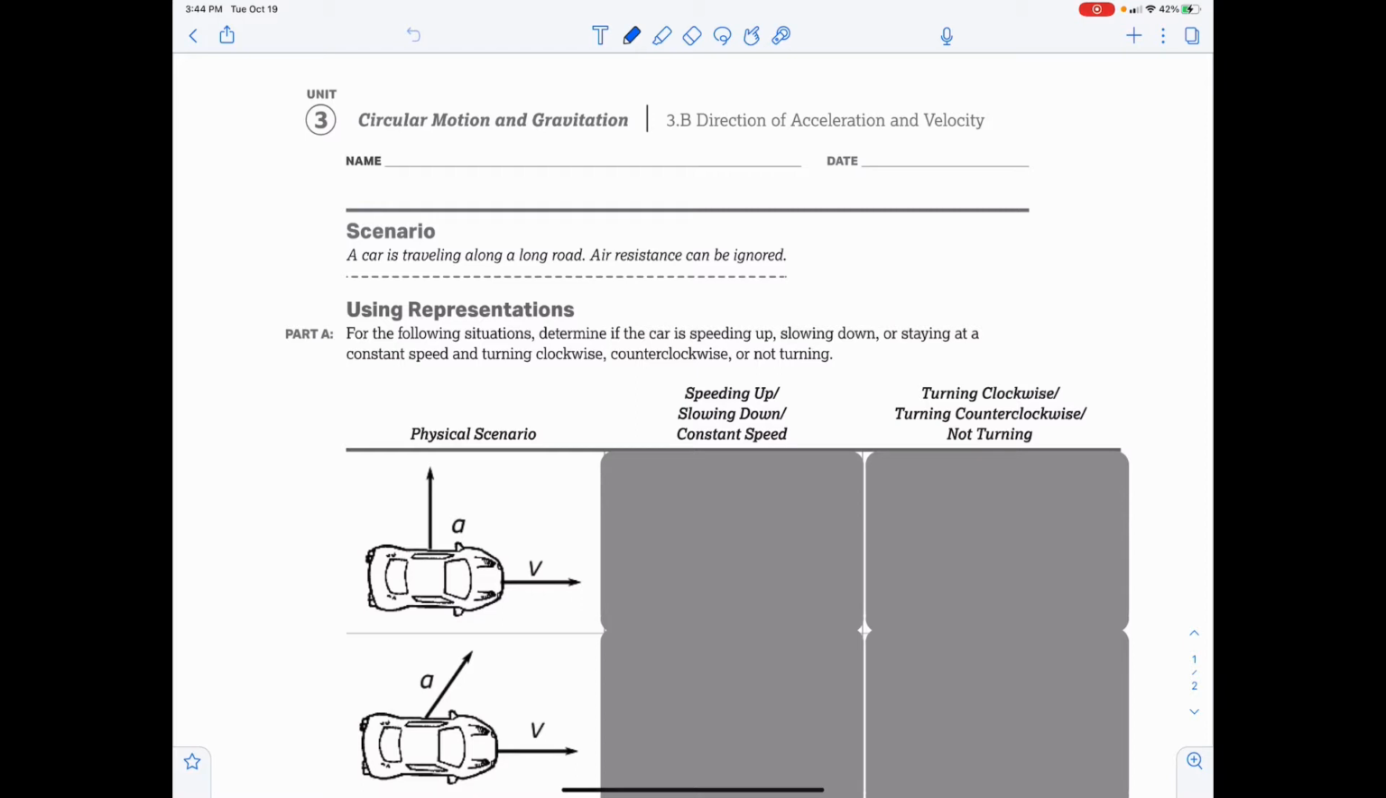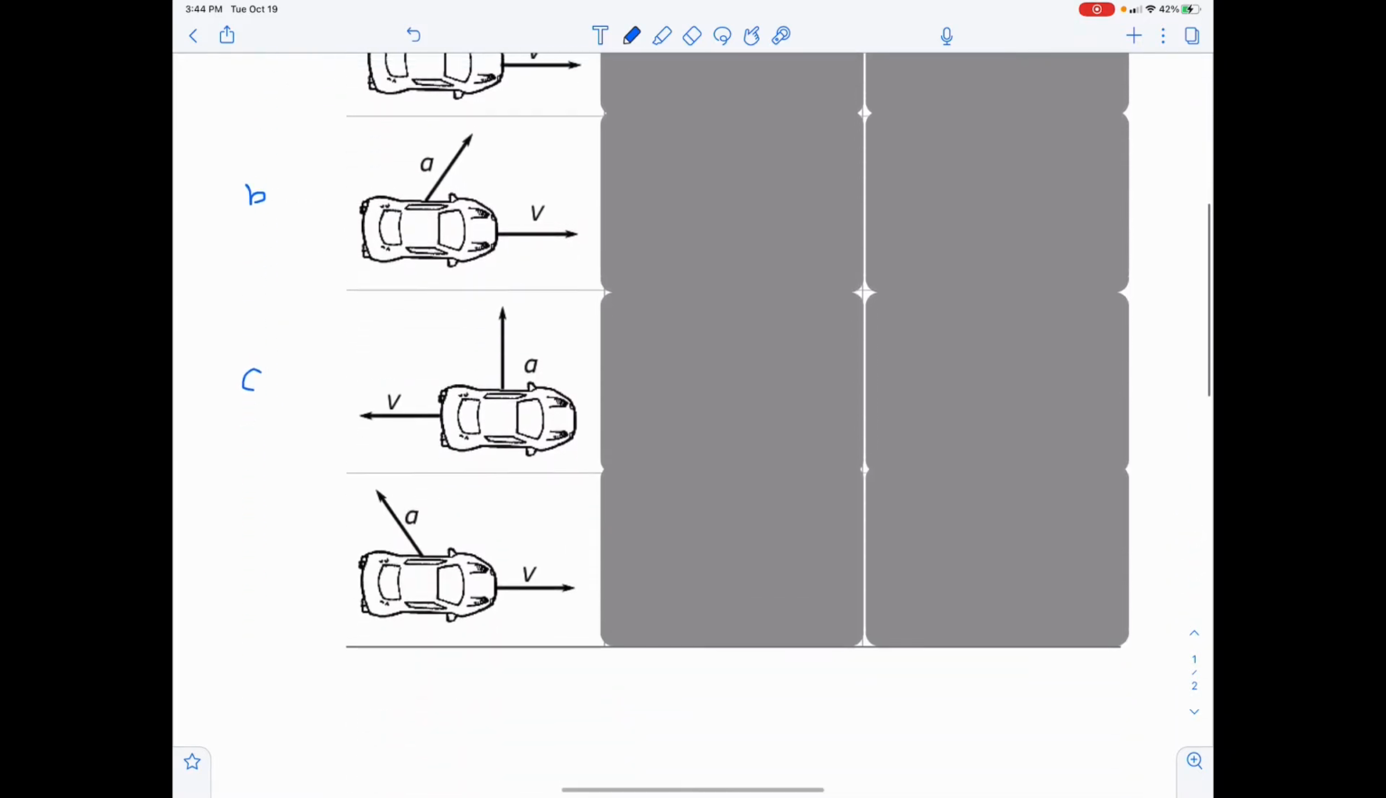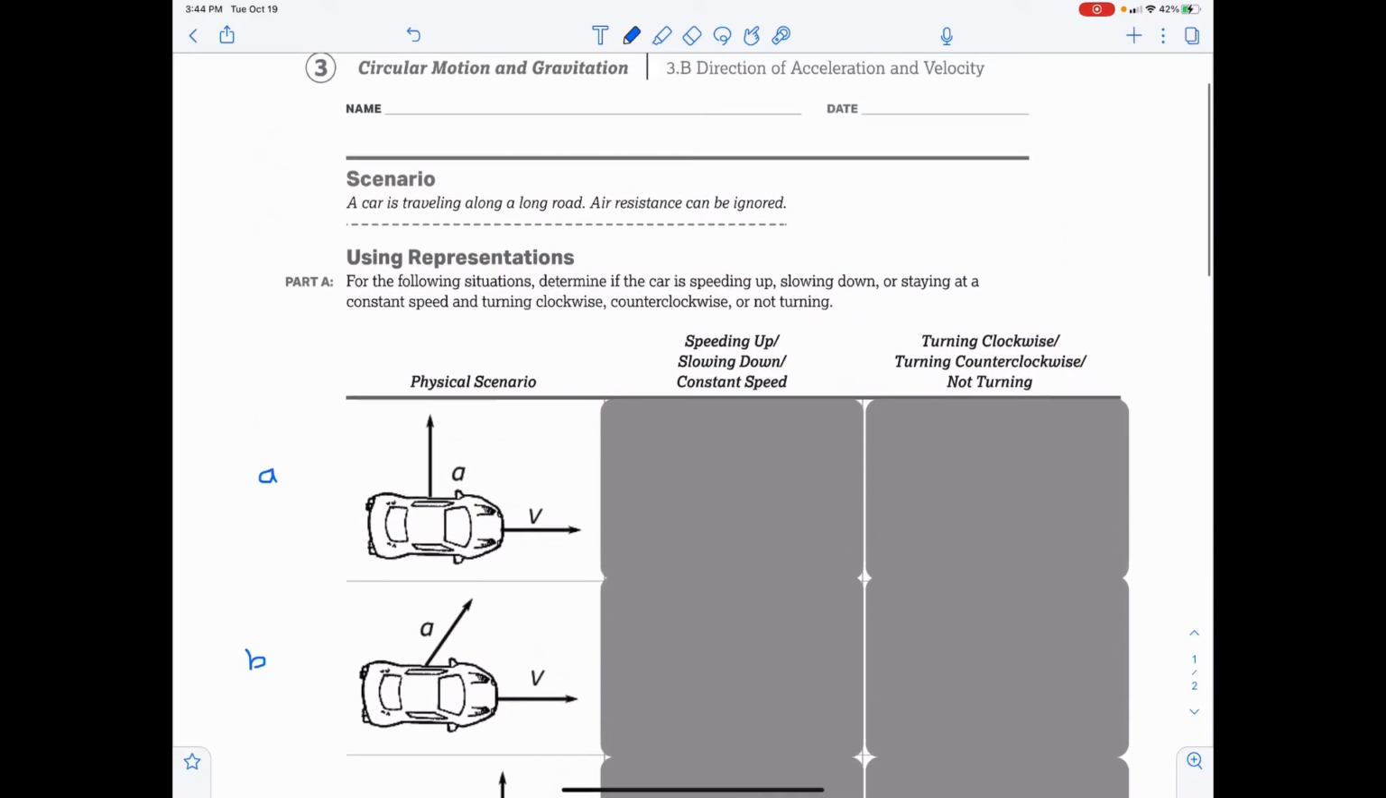We have 4 scenarios we're going to look at. Okay, and I'll label them A, B, C, and D, just to give them reference. In A, you are moving forward, right? But you only experience acceleration to the left, meaning you are moving at a constant speed.